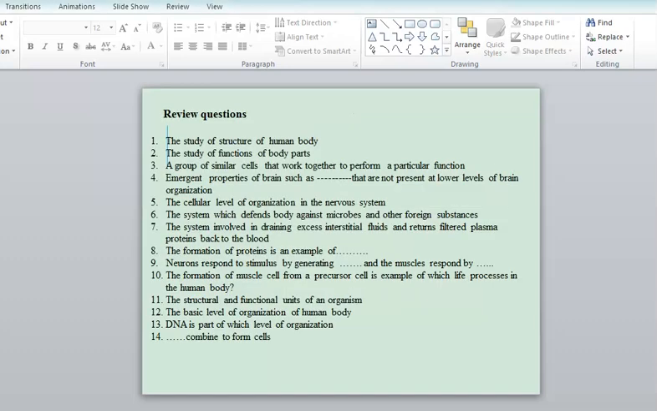So these review questions, please go through these questions. It will help you know how far you have understood these topics. The answers to these questions are given in the next slide.